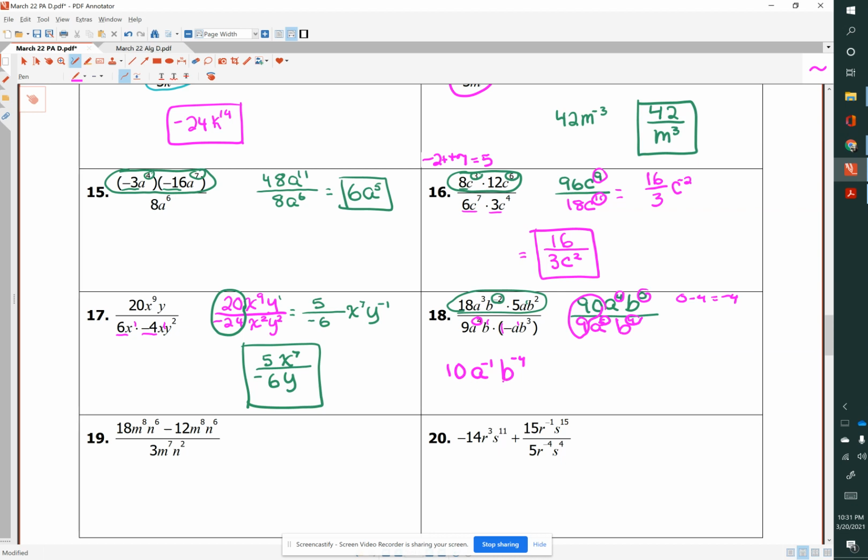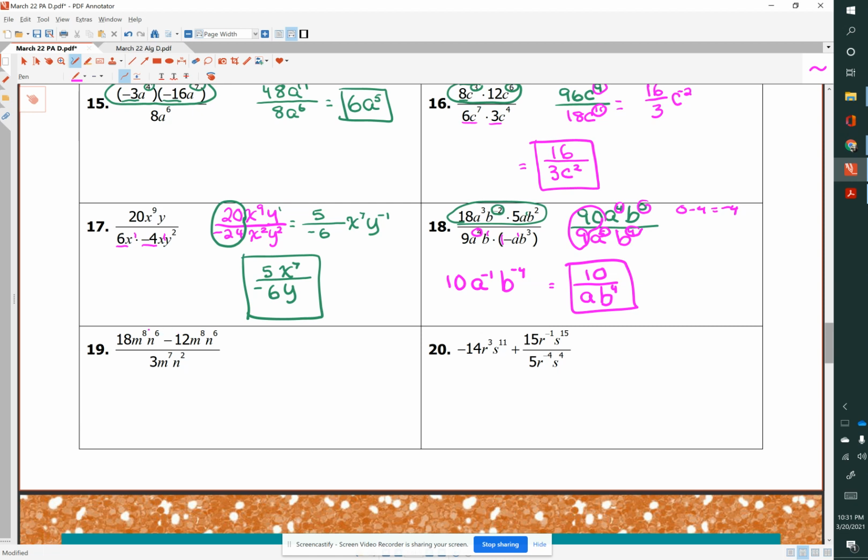So both those variables are going to end up in the denominator. In the numerator, we'll have our 10. In the denominator, we'll have a to the 1st power, and that 1 becomes invisible, b to the 4th. And that's our final answer.